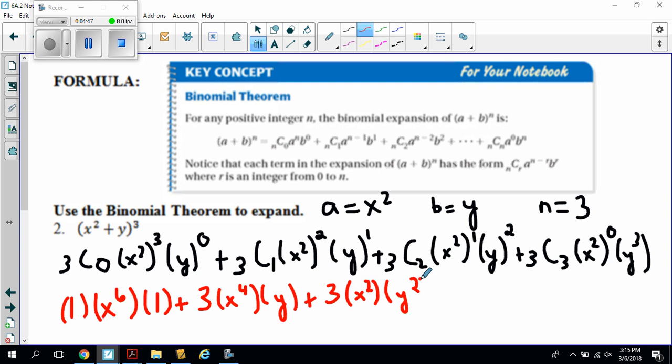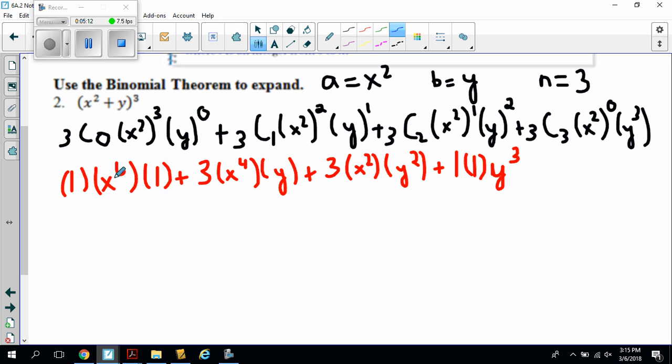And lastly, we have 3 choose 3. So that'll give us 1. Now, since this is x squared to the 0 power, anything to the 0 power gives us 1, and then times y cubed. Now, given this, I'm going to clean it up a little bit, kind of get rid of the parentheses.